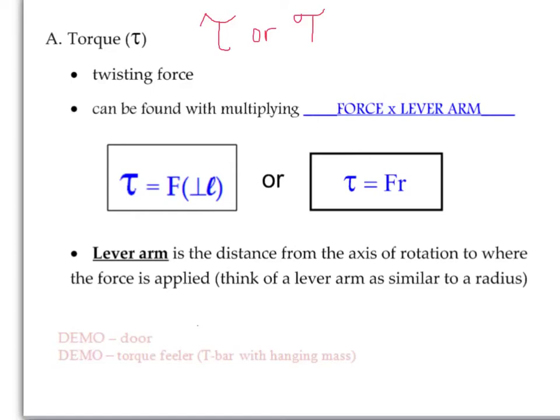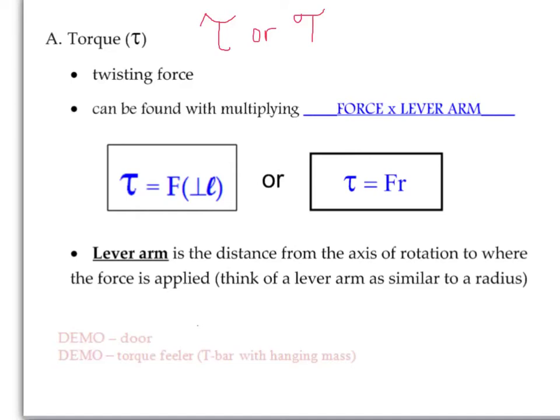If it's easier for you to remember, a lever arm is very similar to a radius, so you could just say torque is force times radius. If that makes more sense, go with that version. And then on the slide, it's got a couple of demonstrations. We're going to use the door to show you where a lever arm is. I'm going to push, and that's my force, and where I push is going to be the lever arm.